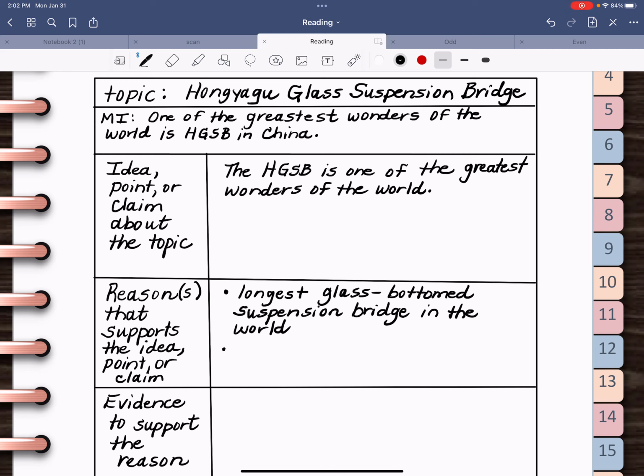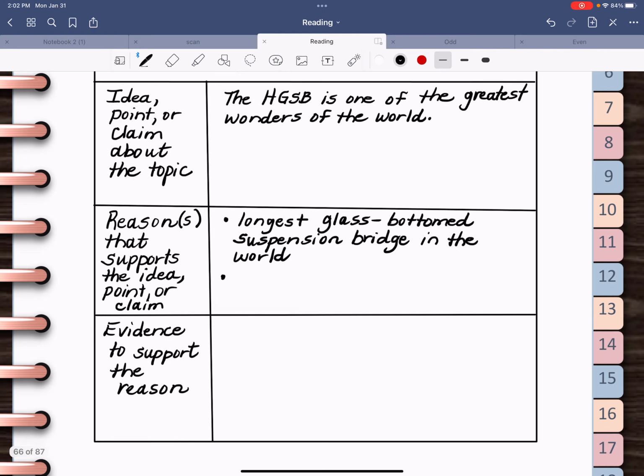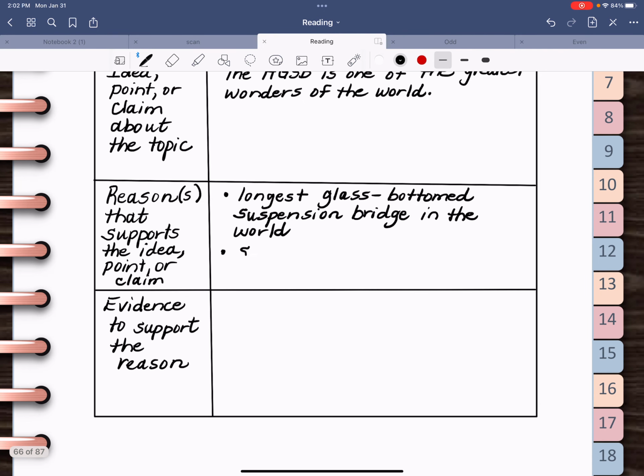Another reason that the author cites that this bridge is so impressive is because the floor is made of glass, visitors can see everything underneath them. So the view from this bridge is what the author calls spectacular.